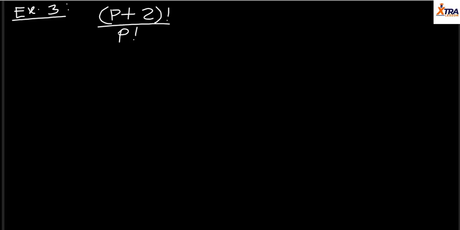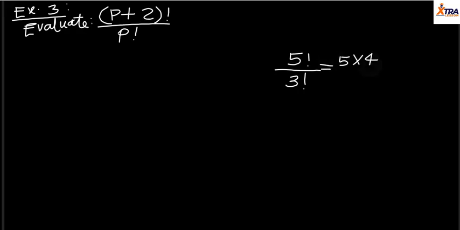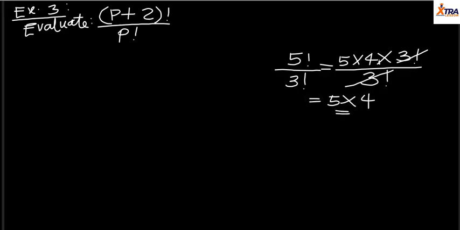Now, we'll be taking this example here. We have p plus 2 factorial divided by p factorial. In this case, you'll be told to evaluate or simplify. So we have p plus 2 factorial over p factorial. Now, when we have 5 factorial over 3 factorial, we know what to do. We know that we are being asked to break this down. You can do something like this, so that when you reach here, you can stop, and then these two cancel out, and you're left with 5 times 4, giving you a round figure of 20.